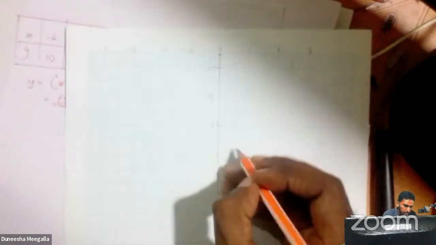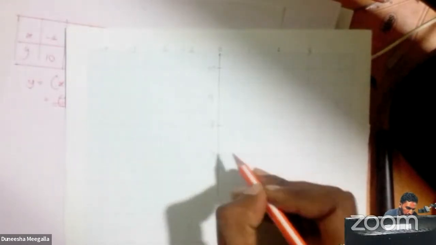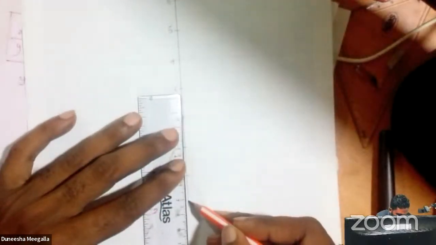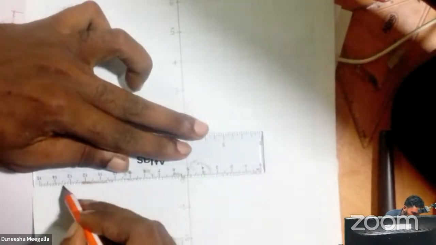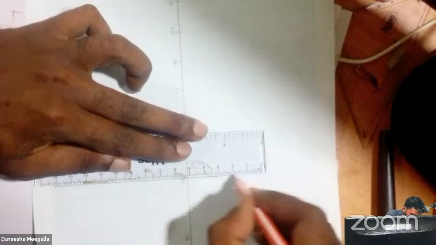9, 8, 7, 6. I will draw these with a pen first; it may not be visible to you with the pencil. 5, 4, 3, 2, 1, 0. It's 0. Minus 1, minus 2. Okay, can you see? Now I am drawing the x-axis.